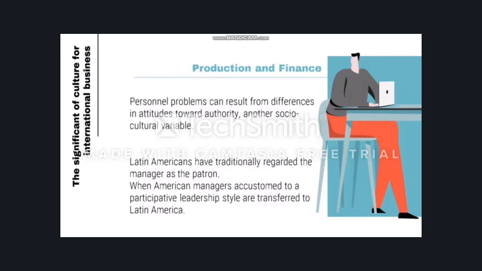Personnel problems can result from differences in attitude toward authority, another socio-cultural variable. Latin Americans traditionally regard the manager as a patron, an authoritarian figure responsible for their welfare. And when American managers accustomed to a participative leadership style are transferred to Latin America, they must become more authoritarian, or the employees will consider them weak and incompetent.